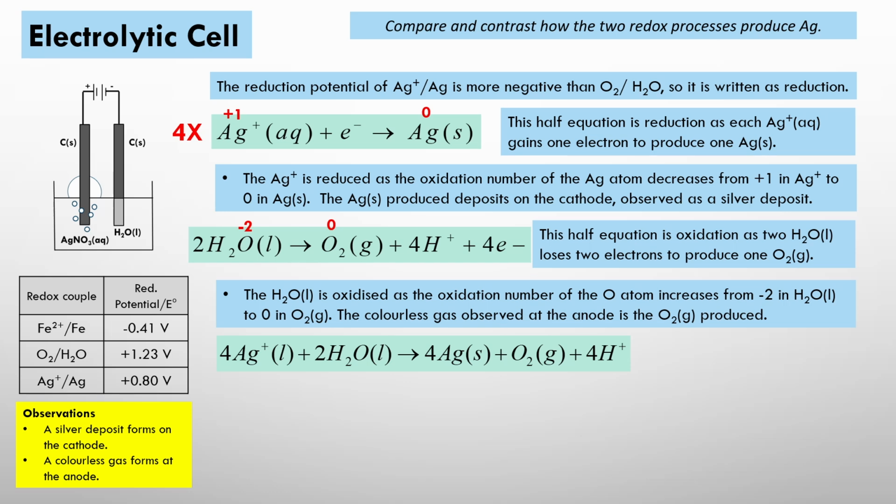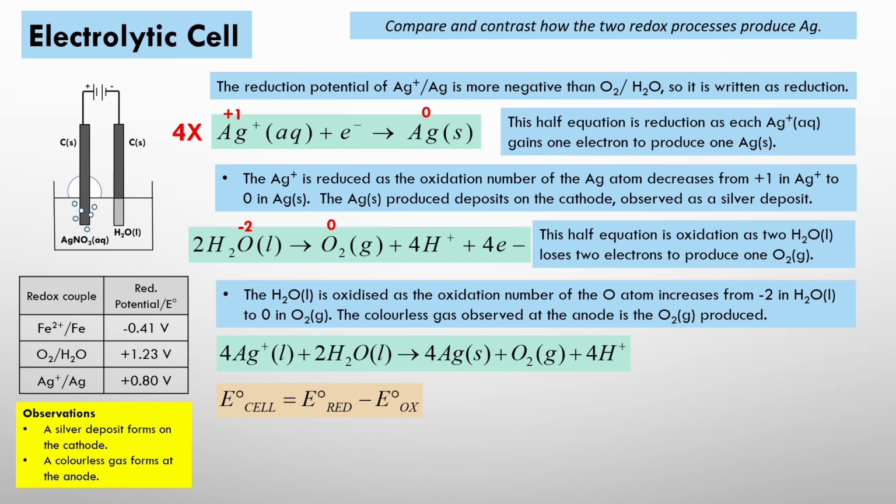So the final bit we need to do is calculate the E cell. Now to calculate the E cell for an electrolytic cell, it's slightly different. We don't talk about the left-hand electrode and right-hand electrode here. We just go, the E cell equals the reduction minus the oxidation. So you have to remember the slight difference in the equation here.